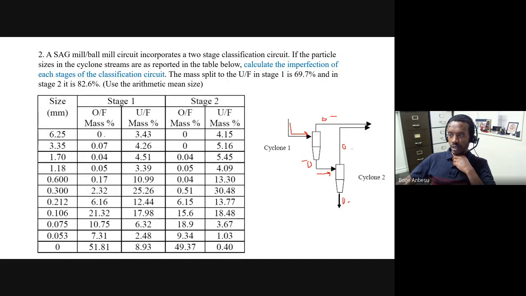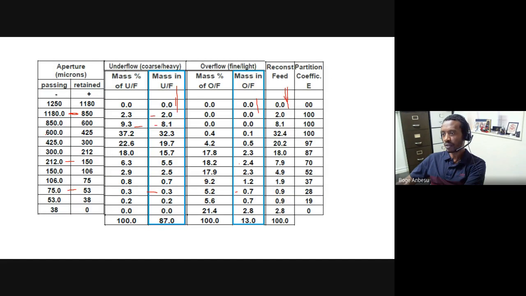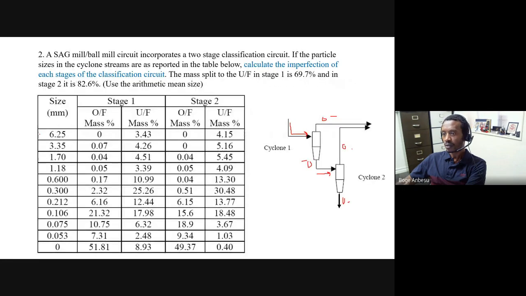So basically, if you wanted to write it in the same way as the previous one, with plus and minus, you can do that. So this one is plus 6.25, or in microns, that would be 6,250. So that's given in millimeters, and you can convert it. And this range here is minus 6.25.